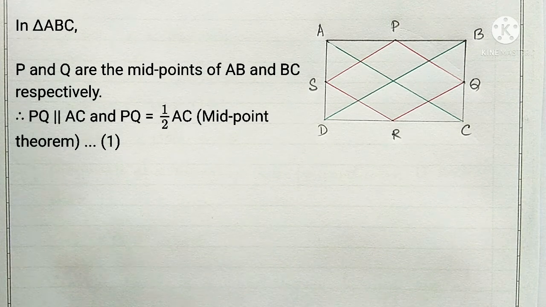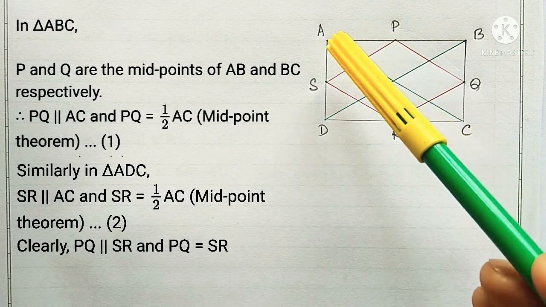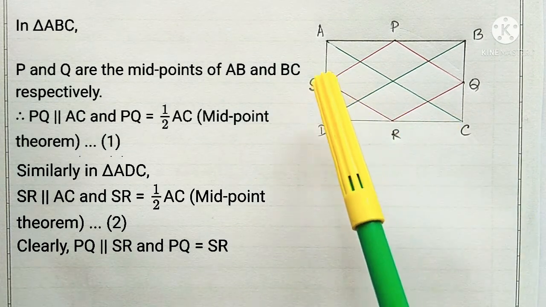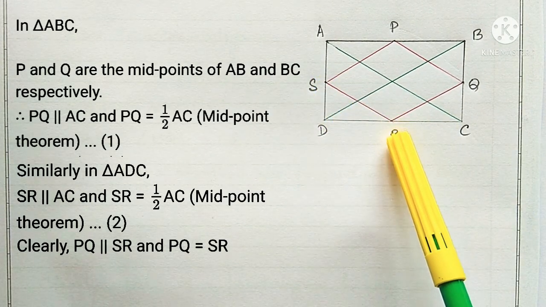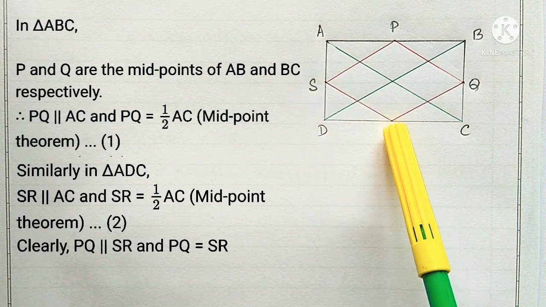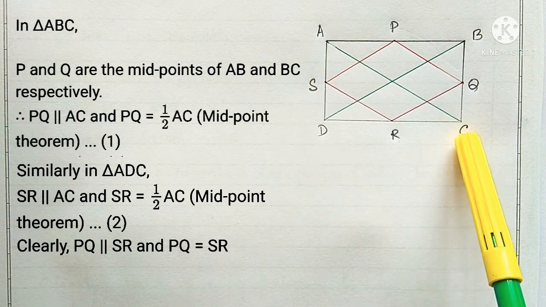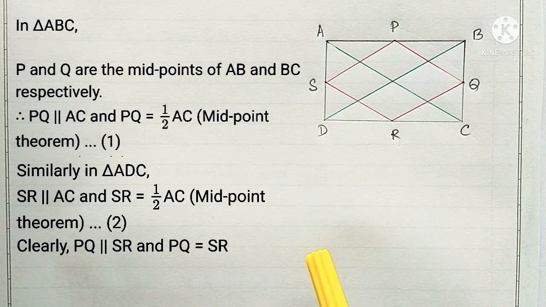Is it clear? Okay. Now after that, if you see another triangle here, triangle ADC, this is the second triangle. In this triangle, again S and R are the midpoints. If S and R are the midpoints, then SR is parallel to AC, and the length of SR is equal to half of AC. Again, the same midpoint theorem we can apply here.